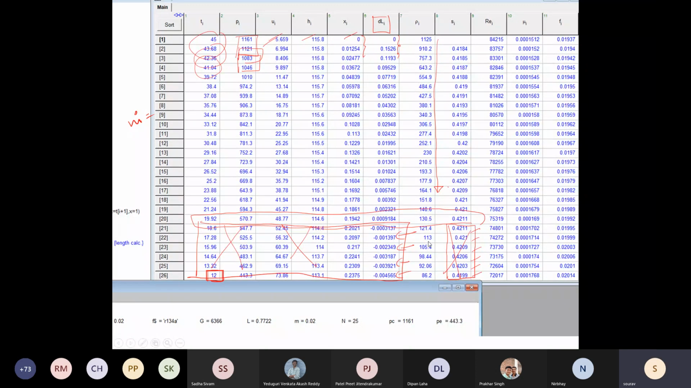So now what to do? You make another assumption for diameter and redo the problem. So your first assumption, that diameter assumption, you will have to change that and then revisit the same problem.